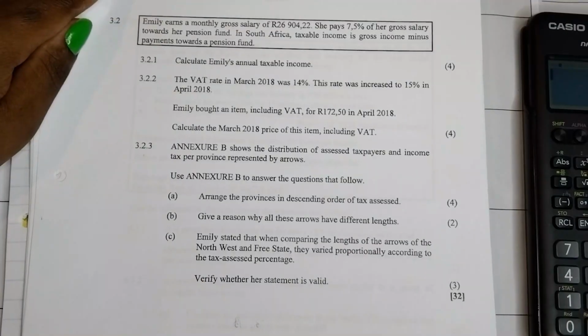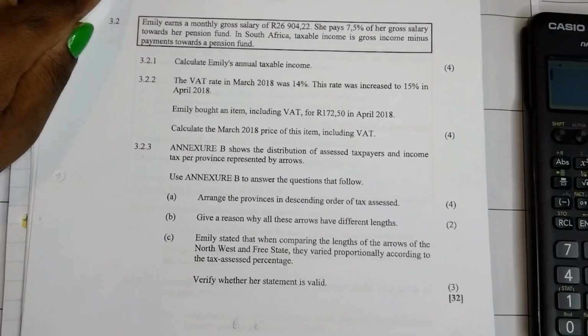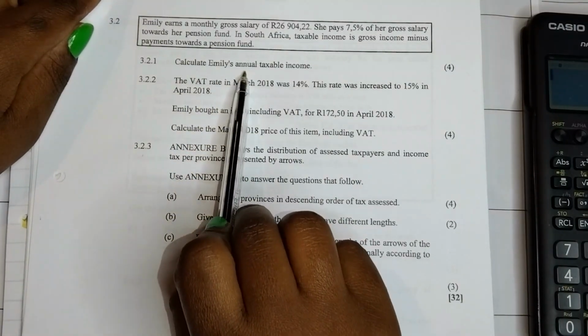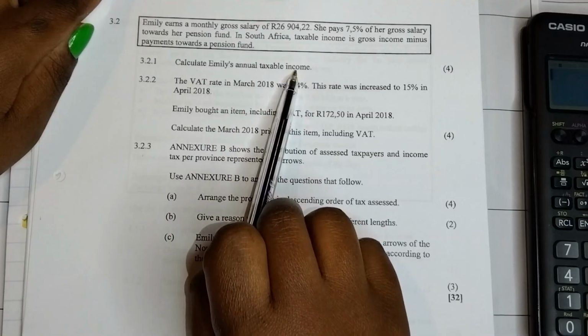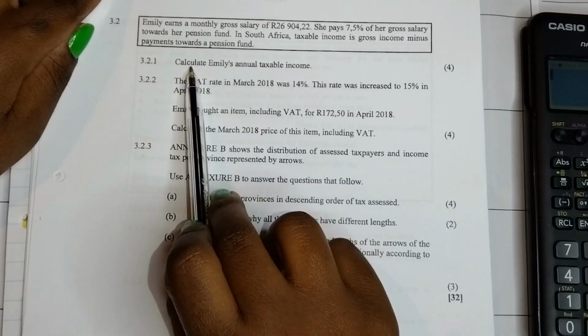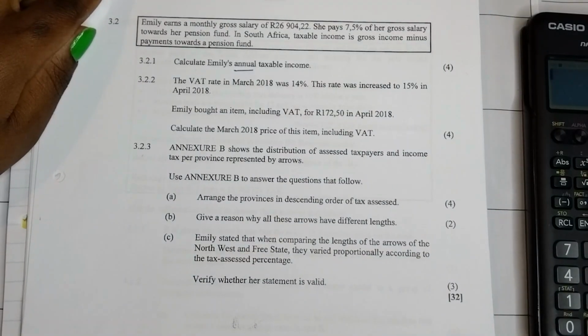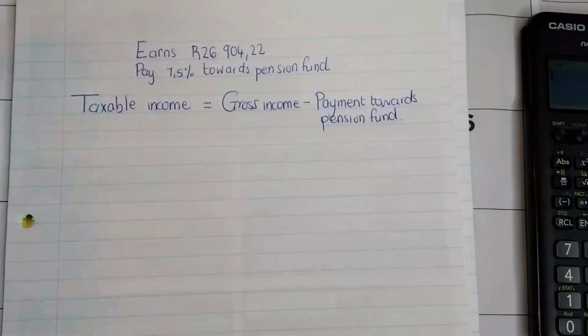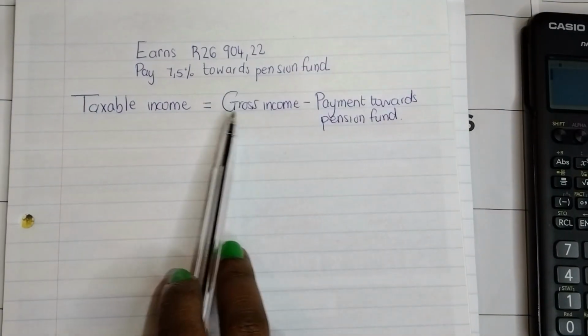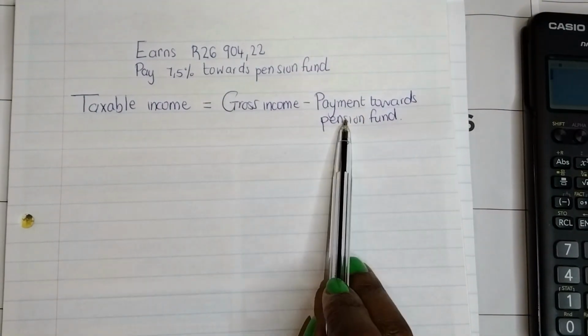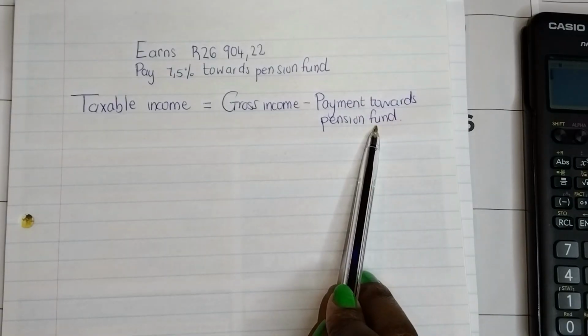Question 3.2.1. Calculate Emily's annual taxable income. We want Emily's annual taxable income. So what do we need to do? We know that taxable income is equal to gross income minus the payments towards the pension fund.